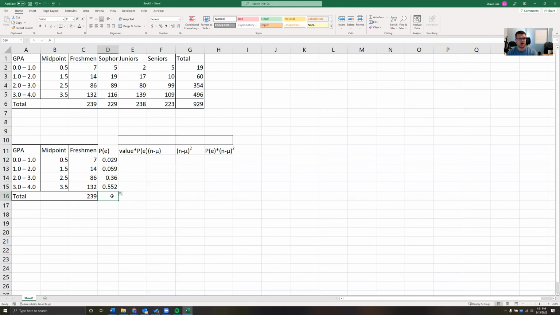Okay, and so in order to get the average GPA, we're going to do equals sum. So this is the average freshman GPA. Nope, that is not the average freshman GPA. Sorry, that's the probability. That's the sum of the probabilities. We're going to do equals the probability multiplied by the midpoint. Okay, and then just drag it down. Now equals sum. Okay, this is the average. Okay, mean.